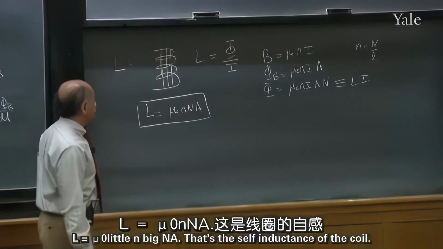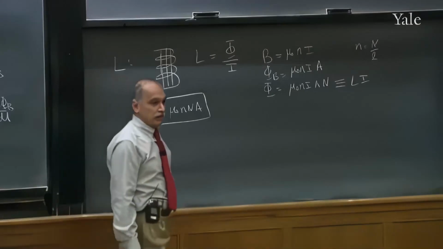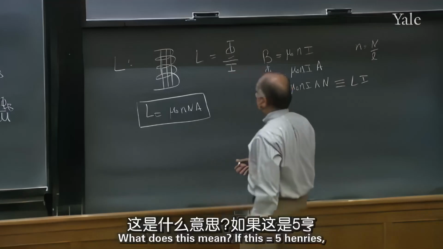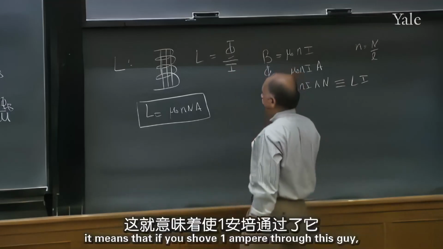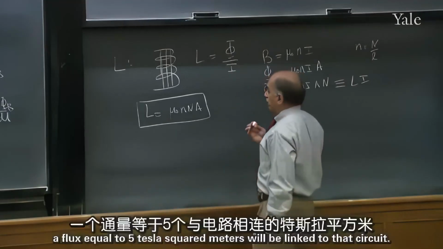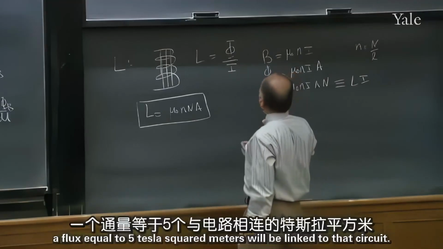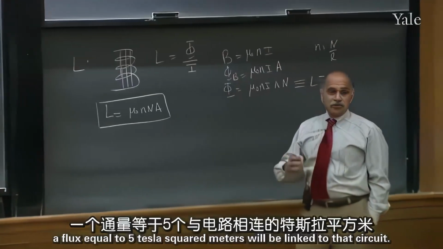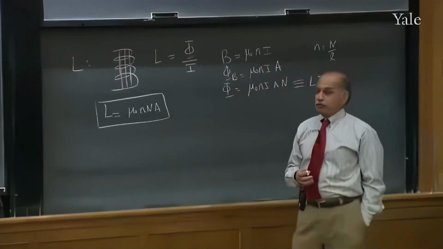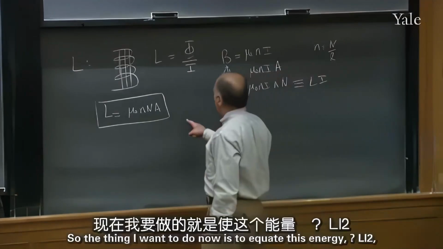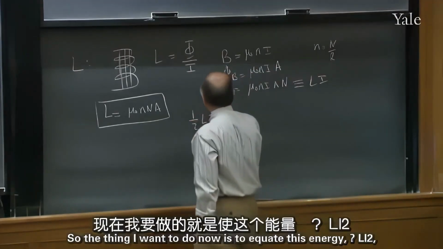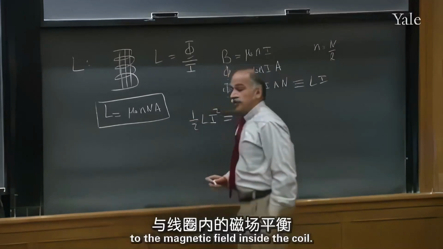That's the self-inductance of a coil. What does this mean? If this is equal to 5 henries, it means that if you shove 1 ampere through this guy, a flux equal to 5 Tesla square meters will be linked to that circuit. So the thing I want to do now is to equate this energy, 1/2 L I squared, to the magnetic field inside the coil.